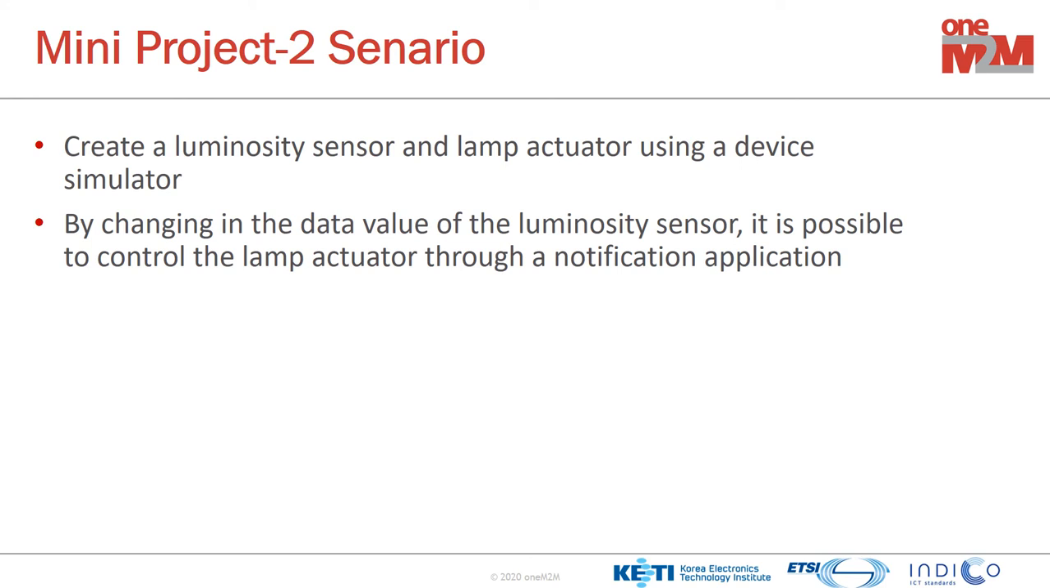And the device simulator, as we practiced in the last session, will automatically create random values by the interval. And as the new luminosity sensor reading is created and stored into the oneM2M platform, we will get the new value over the notification, and the notification handling application will see the value, and depending on the threshold, it will turn on and off the lamp. That's the overall scenario.